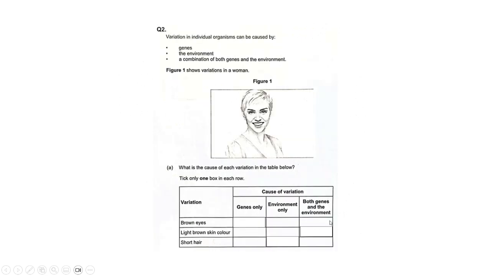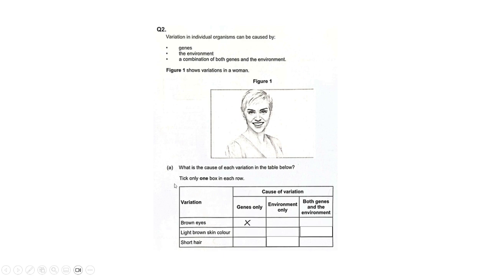Variation in individual organisms can be caused by genes, the environment, or a combination of both genes and the environment. What is the cause of each variation in the table below? So brown eyes, the eye color is caused by genes only. You inherit it from your parents, so that's genes only.